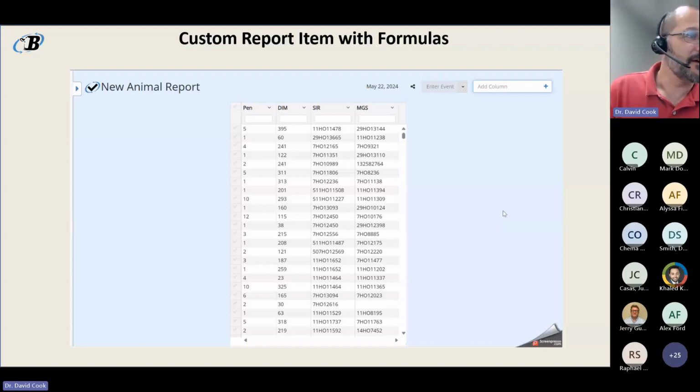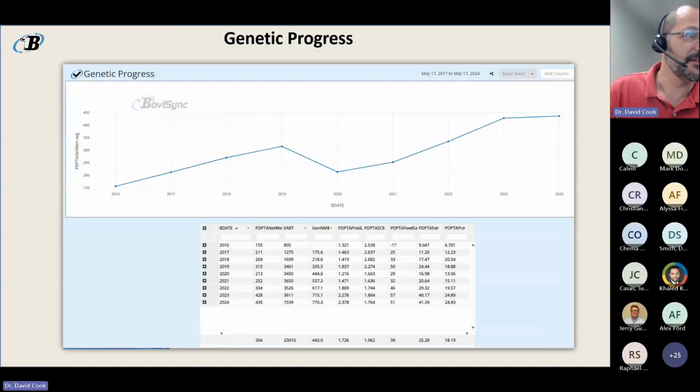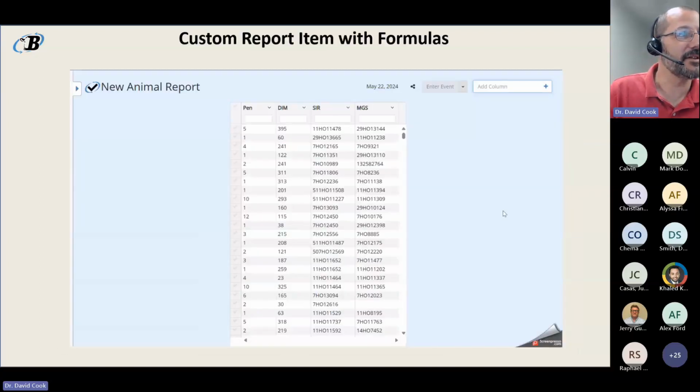But think about some of these different genetic items. Sometimes you want other genetic items that aren't already pre-built into BoviSync. So here I'm going to walk through adding some different columns. I've got a list of animals with sire and maternal grandsire, and I can add a column, come to the formula, and just as an example, something really simple, just adding days carried calf as equals days carried calf, but now I want to do some math on it. Let me add 10 to that number.